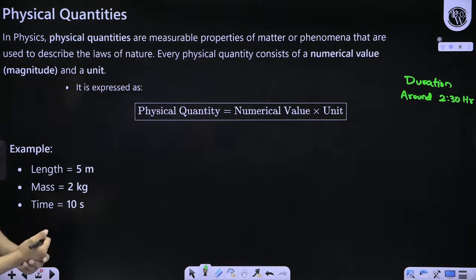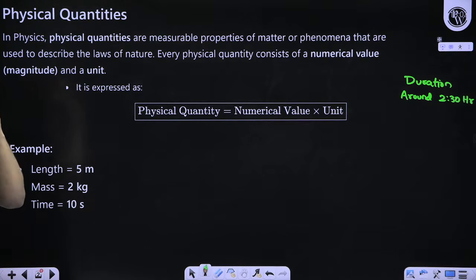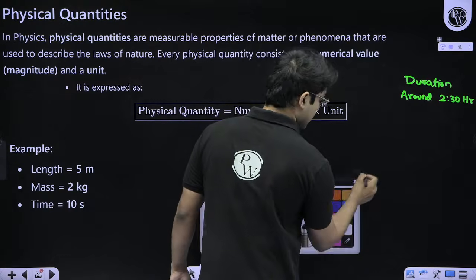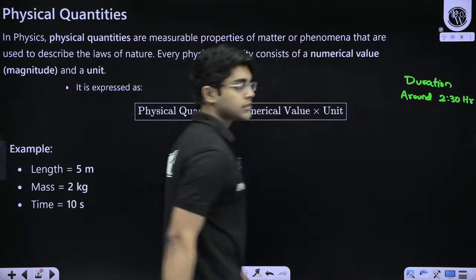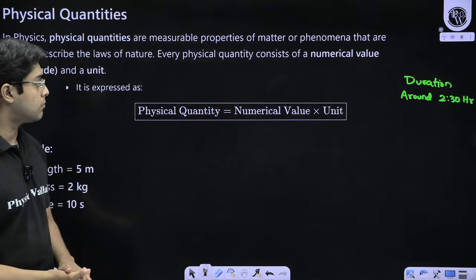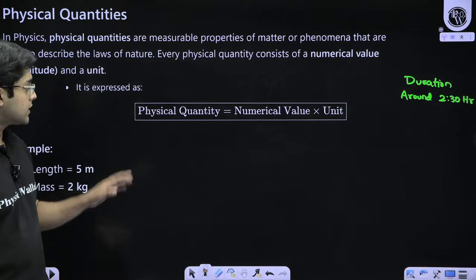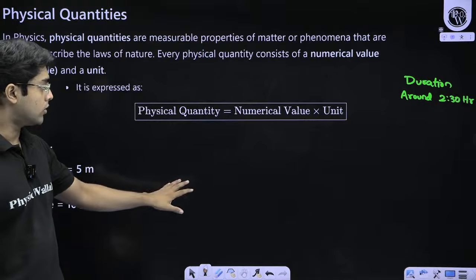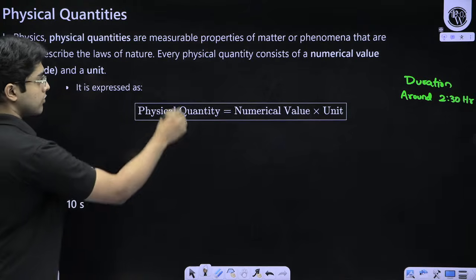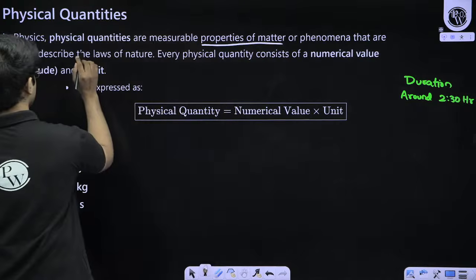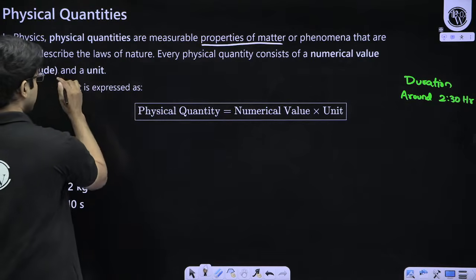So when we start this chapter, we first talk about physical quantities, right? Because in physics, all we do is study different properties of physical quantities itself. So physical quantity, first let's understand this. It's just any quantity out there, or any property of matter, which we can measure.